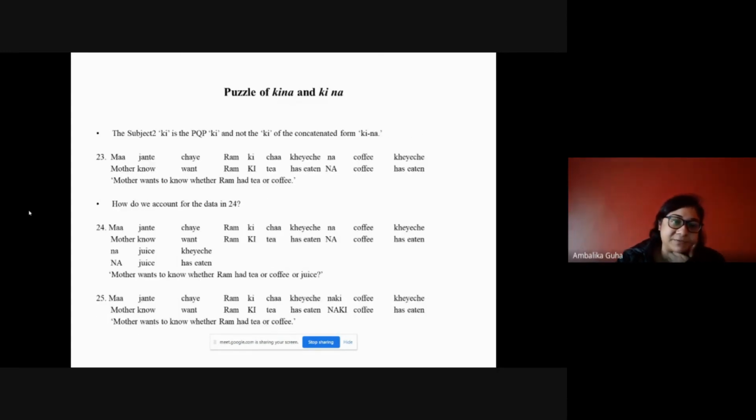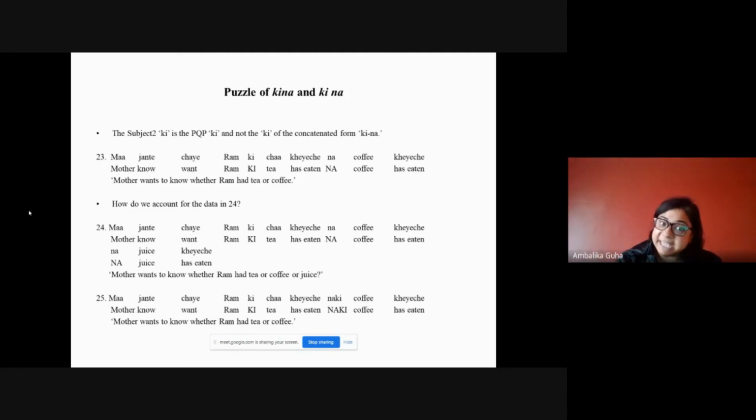Another problem that we can have from this is that Bhadra claims that in the embedded alternative structure, ki has moved from its base position to mark the scope for disjunction. So basically in 23, what she says is Ma jante chahe Ram ki cha kheche na coffee kheche. So she claims that in the structure of ki na coffee kheche, ki has moved to the subject position so that we can have the alternative disjunction.